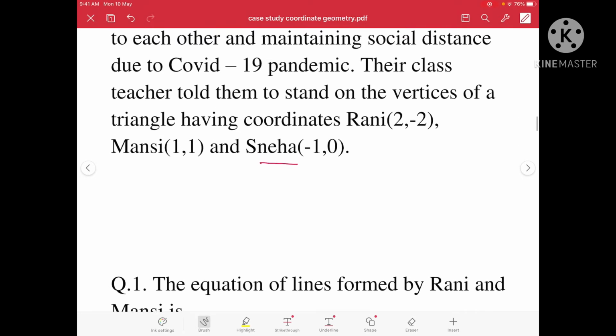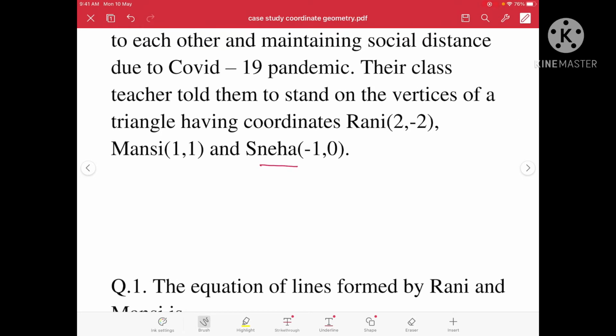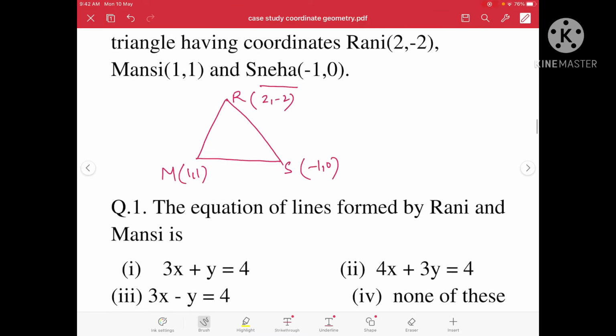Their class teacher told them to stand on the vertices of a triangle. Suppose Rani is at the point (2, -2), Mansi is at the point (1, 1), and Sneha is at the point (-1, 0). Now we will answer the questions.